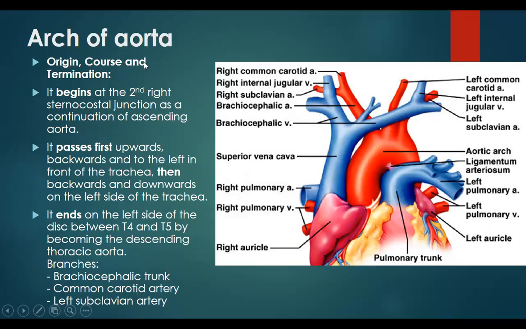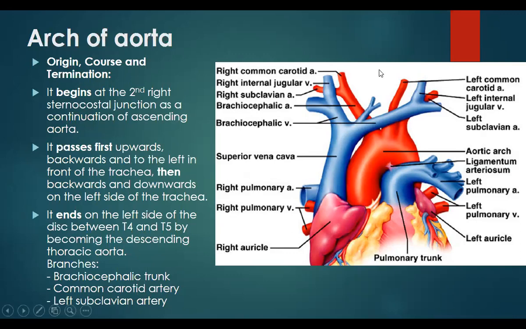What are the branches coming from the arch of the aorta? Three very important branches are coming from the arch of the aorta. If you see here, there are three important branches. Which are those? One is called the brachiocephalic artery, a very important artery. Then we have the left common carotid as well as the left subclavian. The subclavian artery will be the artery of the upper limb. It continues as the axillary artery. So it is the artery of the upper limb. The left common carotid will be going upwards and it will be the main artery supplying the head and neck as well as the brain.